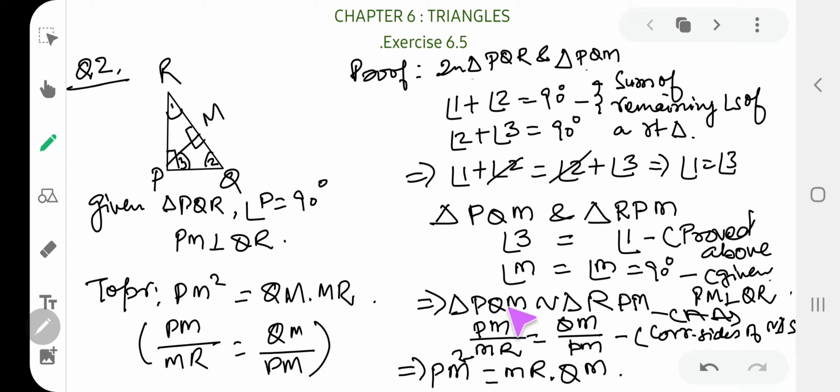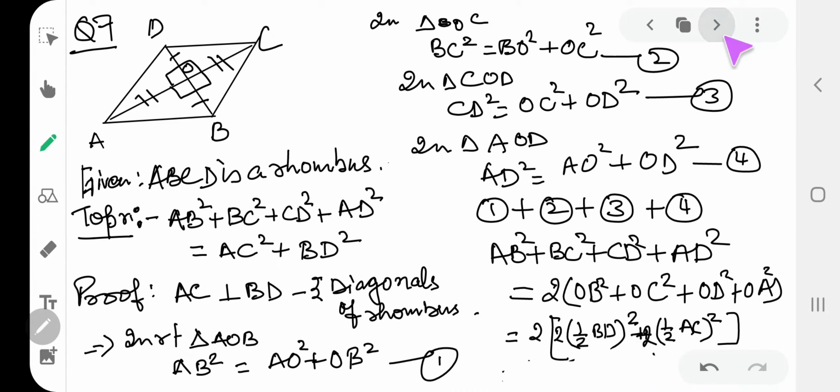This is because the triangles are similar, therefore their sides are proportional. So that's why I am able to write this ratio is equal to this ratio, as the triangles are similar. Now cross multiply it to get the desired result. So PM square is equal to QM into MR. Let's move to the next question.